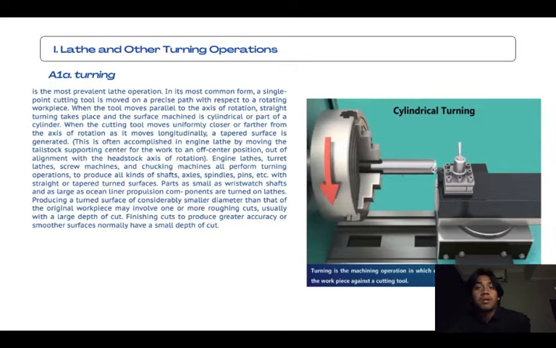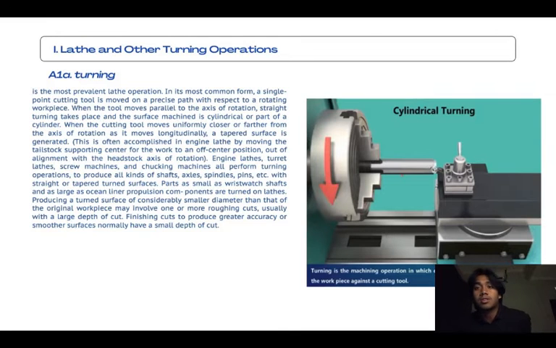These engine lathes, turret lathes, screw machines and chucking machines all perform turning operations to produce all kinds of shafts, axles, spindles and pins with straight or tapered turned surfaces. These parts, as small as a wristwatch shaft and as large as ocean liner propulsion components, are turned on lathes.